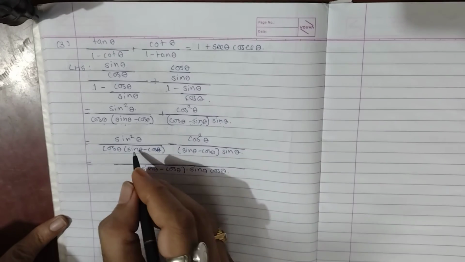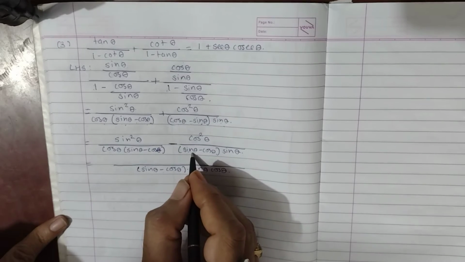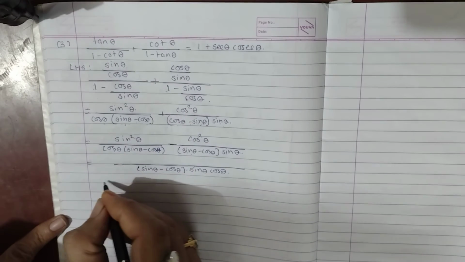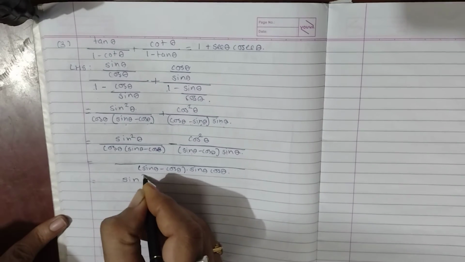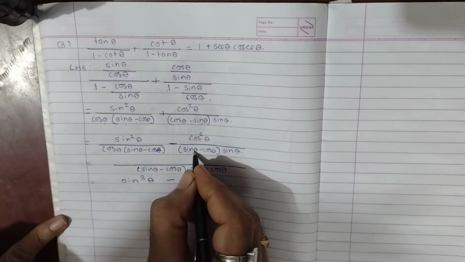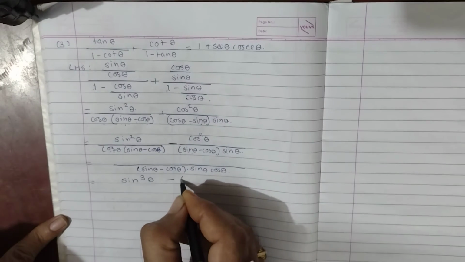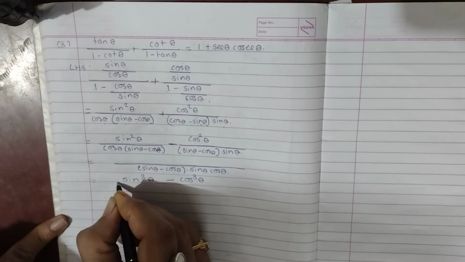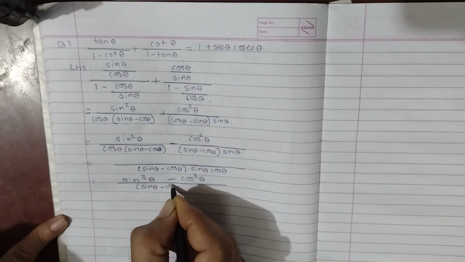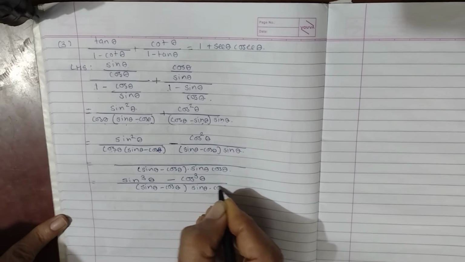Now we will find again the LCM for these two terms. We get sin theta cos theta as common. So what remains here is a cos theta, so sin theta will be multiplied with sin square theta, and we get sin cube theta. From the other one a sin theta remains, and sin theta cos theta is already there, so we multiply cos theta with cos square theta. We get cos cube theta upon sin theta minus cos theta and sin theta into cos theta.